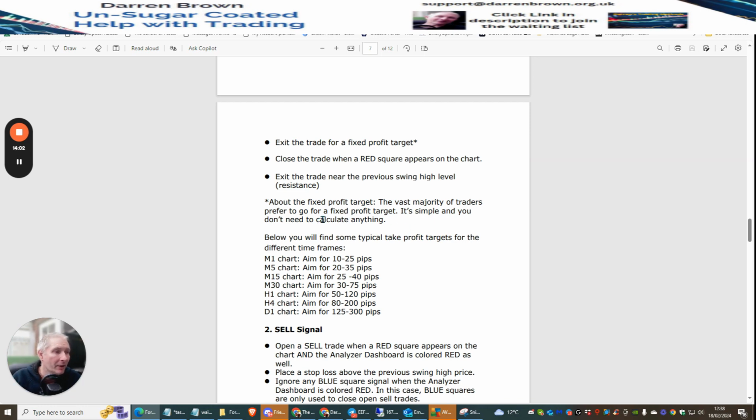It's simple and you don't need to calculate anything. Below you will find some typical take profit targets for the different time frames. So what this is doing is giving you a pip example. This is how many pips it's going up or down in a 1 minute chart, 5 minute, 15 minute, 30 minute, hour, 4 hour and daily. This is available, as I said, which you'll always be able to get, so you all will know what the pips are.